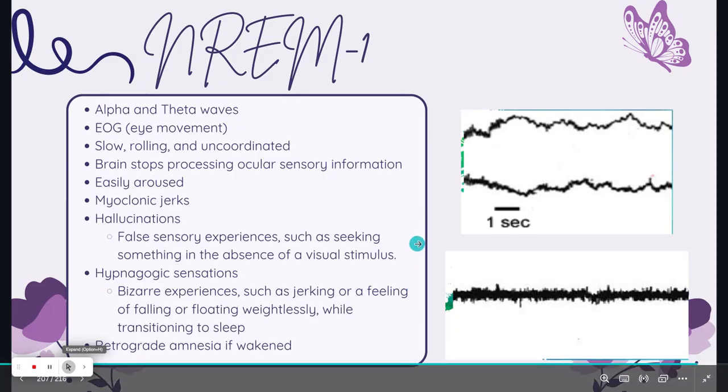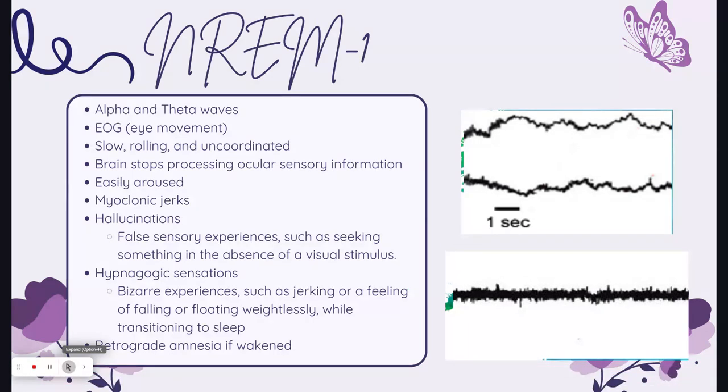The other things that happen are hypnagogic sensations. If you've ever had that sensation of falling or floating, especially when you're first falling asleep, that often happens in tandem with hallucinations, where you have a false sensory experience. So if you feel like you're running and you fall off a cliff and you can see it, or people talk about being abducted by aliens, there's a good chance that they were in NREM 1 and having this hypnagogic sensation along with a hallucination.